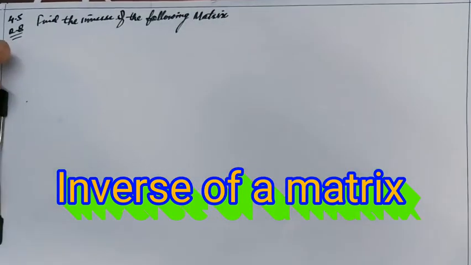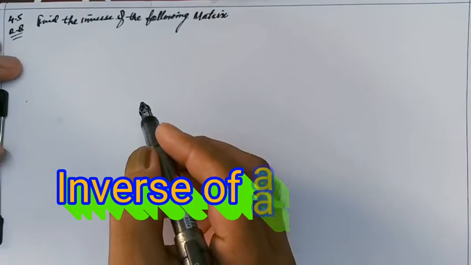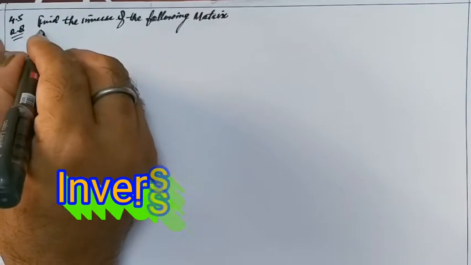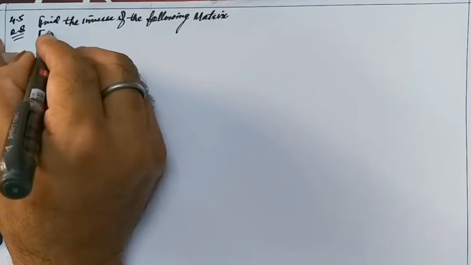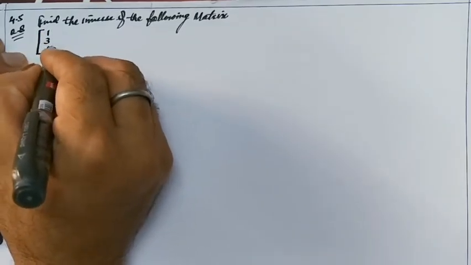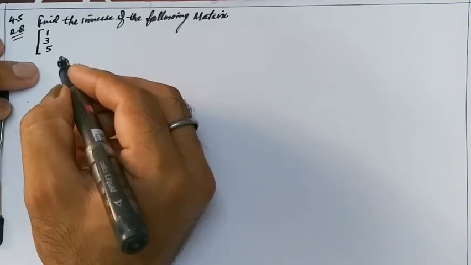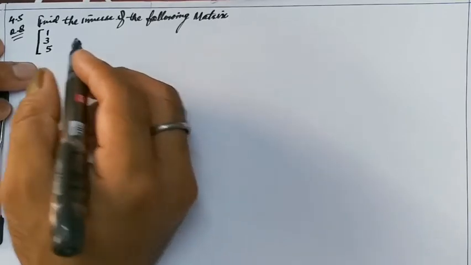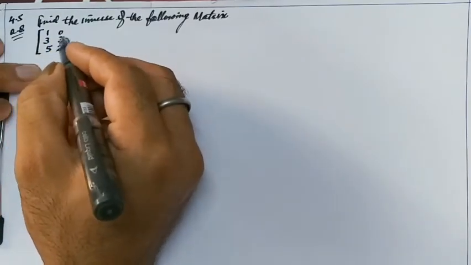Here we will find the inverse by finding the adjoint, the determinant, the value of the determinant, etc. So the question number 8 is, the matrix is given: 1 3 5, 0 3 2, 0 0 minus 1.